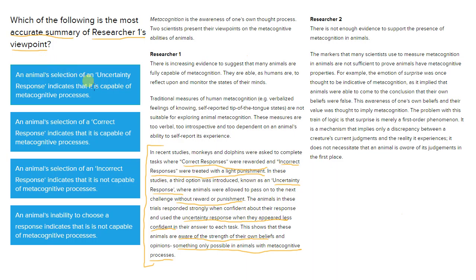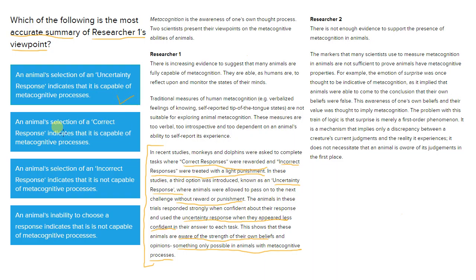The animal's selection of uncertainty response indicates that it is capable of metacognitive processes. The answer choice seems to be supported because when they picked the uncertainty response, it showed that they were aware of the strength of their own beliefs here. So that could be a right answer. We'll give that one a little check mark.